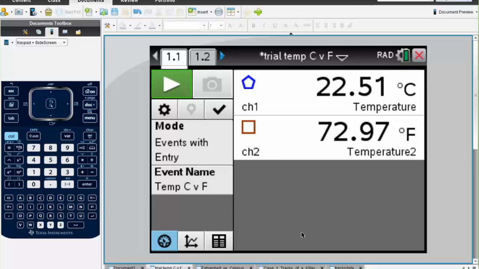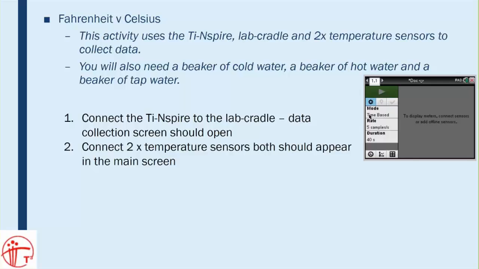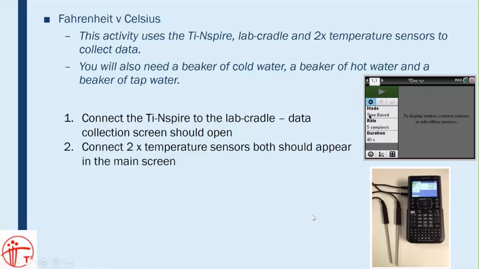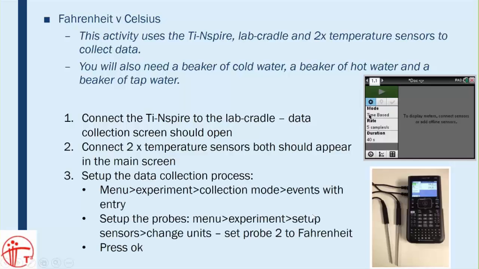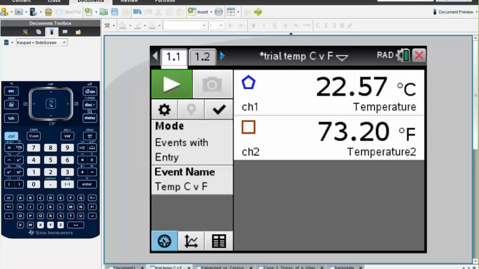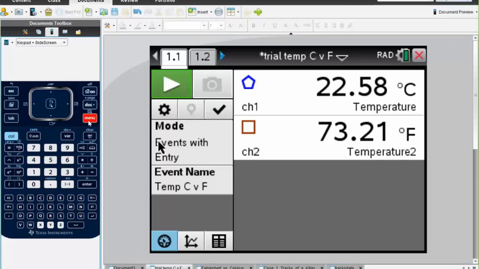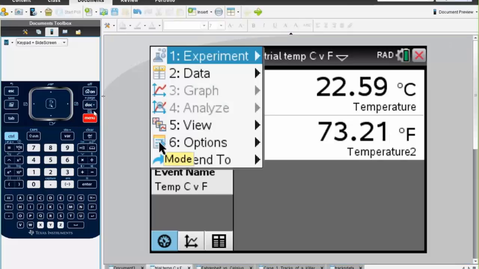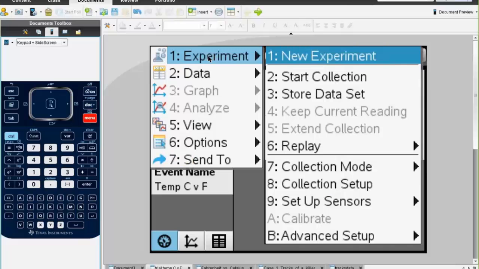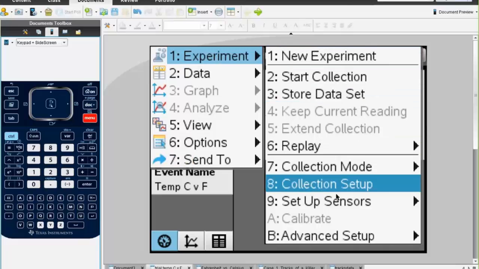The PowerPoint, which you are able to access and which will be sent to you after the session, goes through and has in it the steps to set up for data collection. We'll go through those very quickly. The easiest thing is you go to menu. We're doing an experiment, so number 1, and I need to set up my sensors.